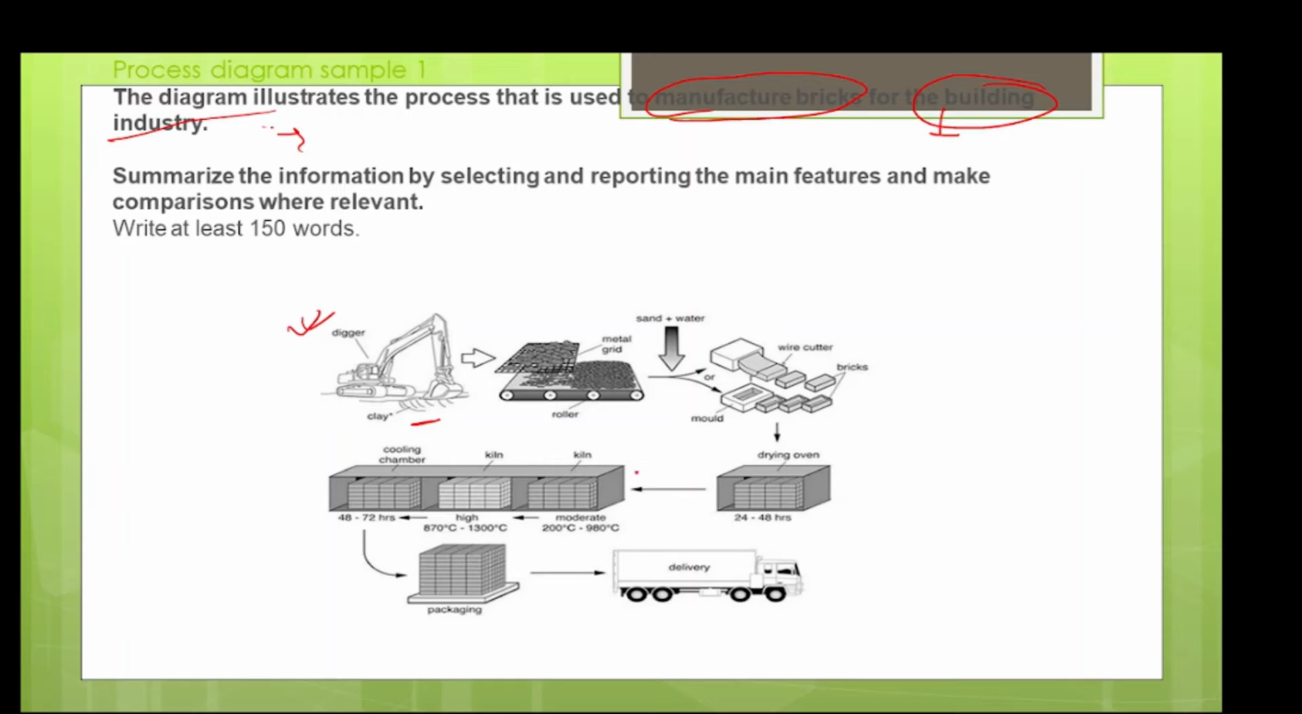Later there's a process in which first they are using 200 to 980, then 870 to 1300, then they're cooling it down for 48 to 72 hours. After that it's packed and delivered for further use. So at a glance you can understand what this process is about, what different steps are involved. It doesn't involve a lot of steps. We are going to write about each and every step.